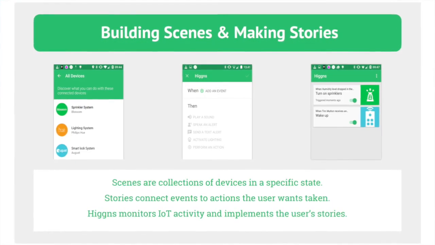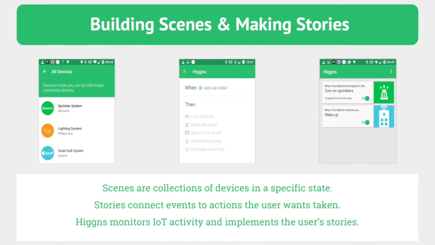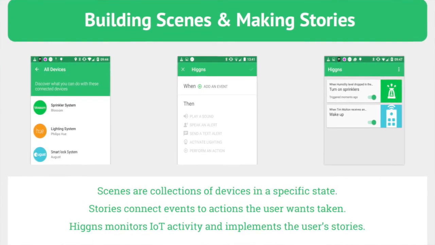So our approach to this is building scenes and making stories. It's a logical structure. Scenes are collections of devices in a specific state. So this room has a particular configuration. That's a scene, and I can capture that. Stories connect events to actions. AllJoin relies on this events and actions idea. Devices can either have events, which are essentially broadcasting what has happened, or they can have actions that they can take, which are things that you can tell it to take. What Higgins does is it allows you to program, okay, when I hear these things, then I want all these other things to happen. And Higgins monitors all the IoT activity, and it'll implement the user stories in the background.